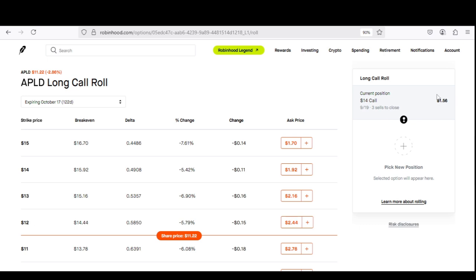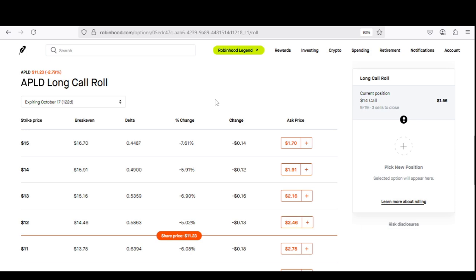Now, all I need to do is go ahead and select my new position. So Robinhood pulls up your closed position automatically. All that is left is for you to choose your credentials for your new position. Now, the last one was 9/19, as you can see here, September 19th.